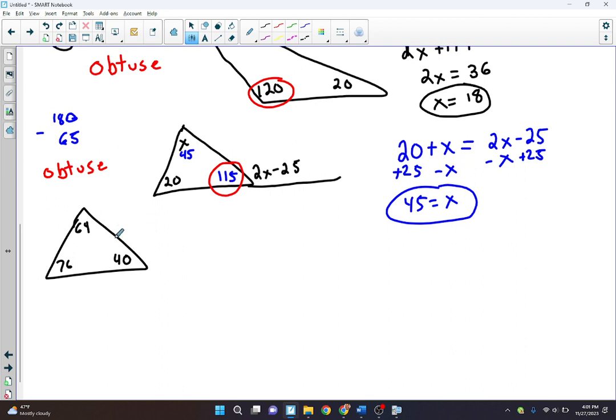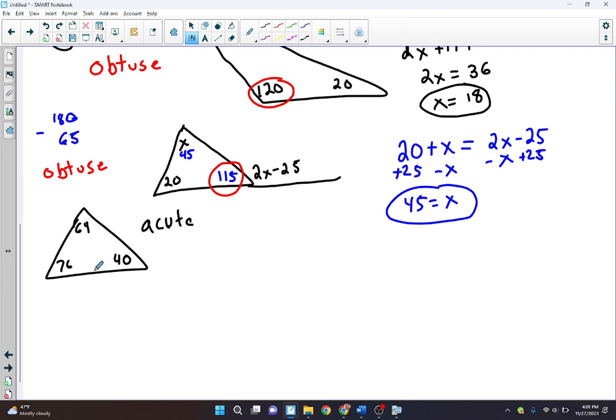This is an example of an acute triangle. All the angles are less than 90. If I ask you what it is, it's acute. There's no x here, so you can't solve it. If all three are under 90, there's no work to give for that one. Then it's fine. They're acute.